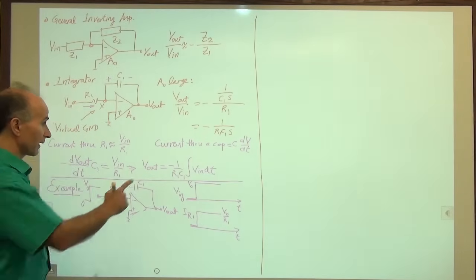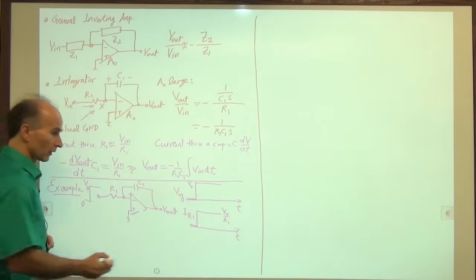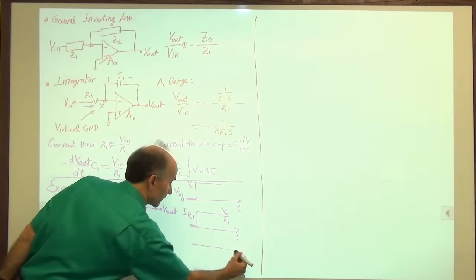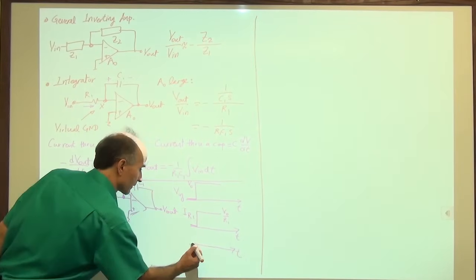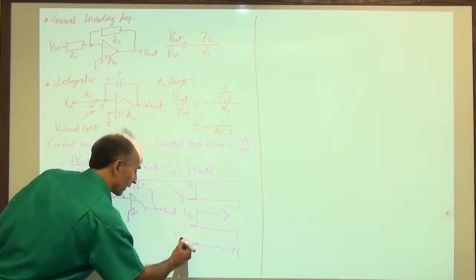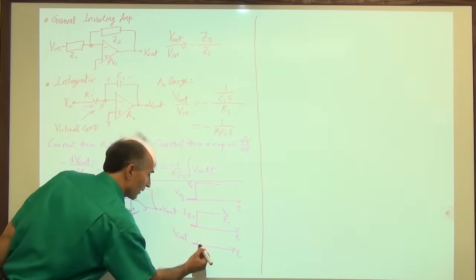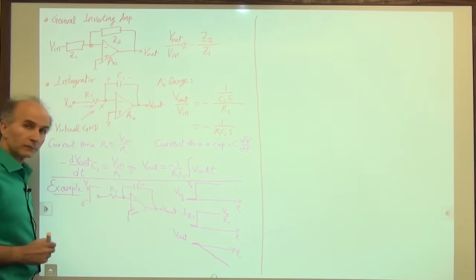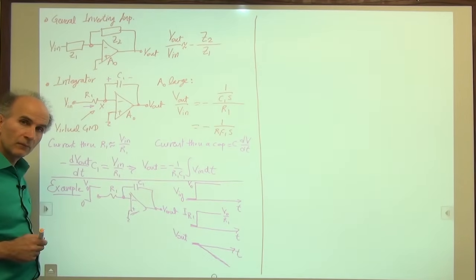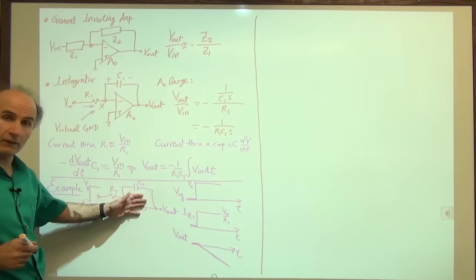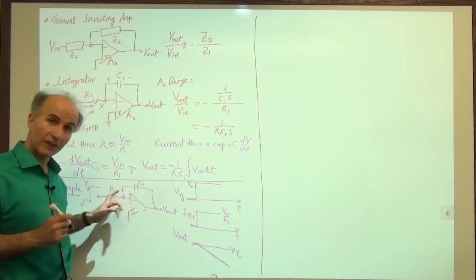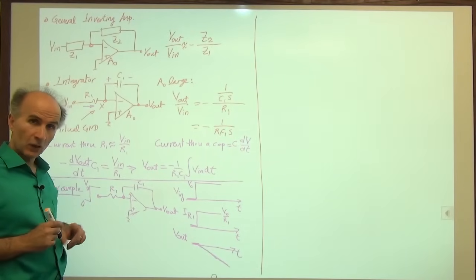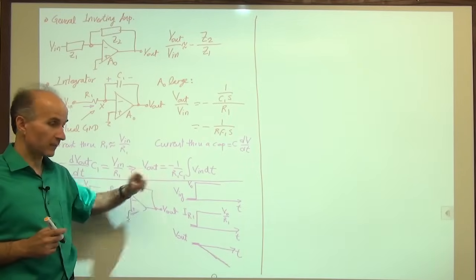Now we have a negative sign that you must remember. So the voltage at the output will go like this. It starts at 0 here, V out, and grows linearly, but downward because we have a negative sign. So that's the operation of an integrator in response to a step at the input. It integrates, but it also multiplies by -1.